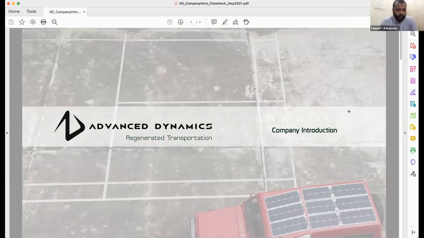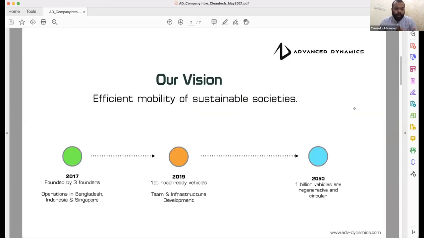Thank you. So as Ahmed said earlier, and I'm sorry about the difficulties, we are Advanced Dynamics, and our company is an electric vehicle manufacturing company. We are working on several aspects of sustainable mobility, but our main goal is that by the middle of this new century, the way we see transport or the way we utilize transport products will be fundamentally changed, and we intend to play a very significant role in that transformation.